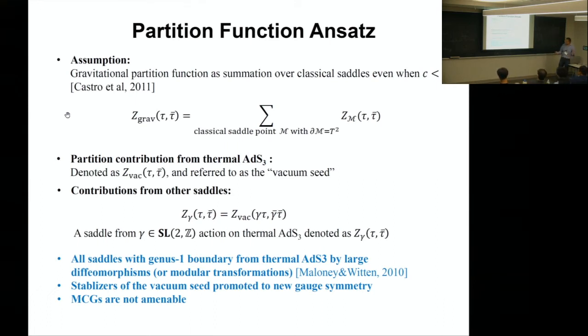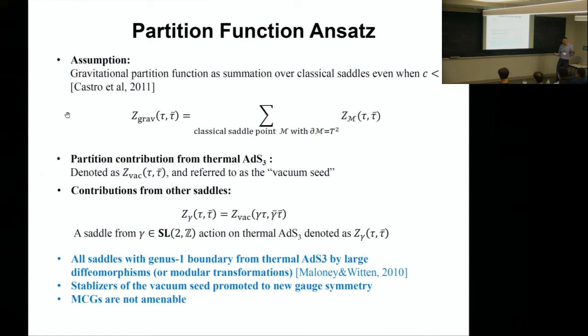And then another major assumption is that the other set of contributions can all be summed into the action of the mapping class group. For genus 1, the mapping class group is SL(2,Z). So for the other contributions, you take this vacuum seed, you act on the conformal structure by this mapping class group, and that moves it to another, and you just sum them up. Okay, so that's our assumption. And there's an argument due to Witten and Maloney in a paper that for genus 1, that's actually all of them. So basically, what we want to do is generalize this to all higher genus.